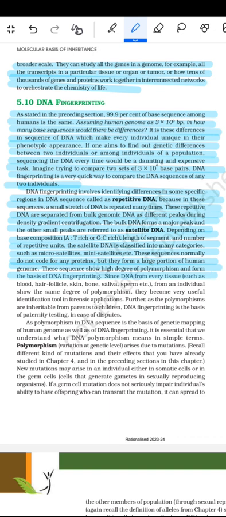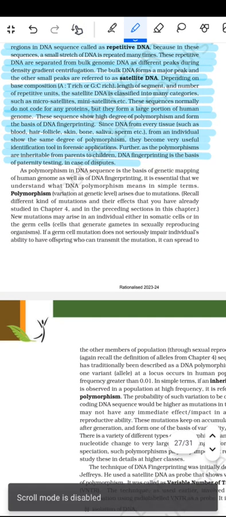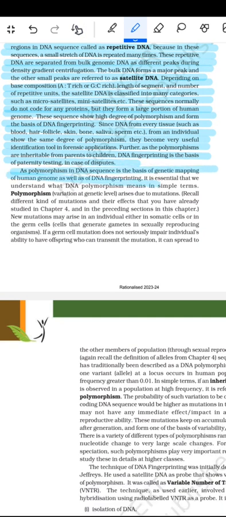Since DNA from every tissue such as blood, hair follicle, skin, bones, liver, sperm, etc. from an individual show the same degree of polymorphism, they become very useful identification tools in forensic applications. Further, as polymorphisms are inheritable from the parents to the children, DNA fingerprinting is the basis of paternity testing in case of disputes. The polymorphism in the DNA sequence is the basis of genetic mapping of the human genome as well as DNA fingerprinting.